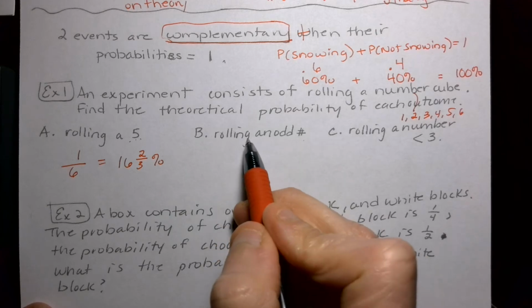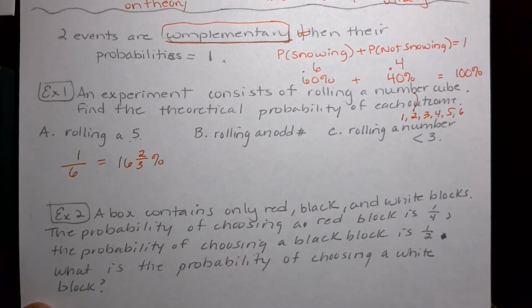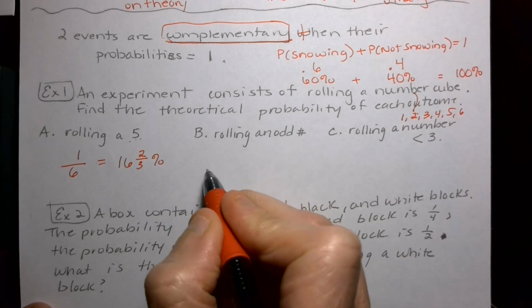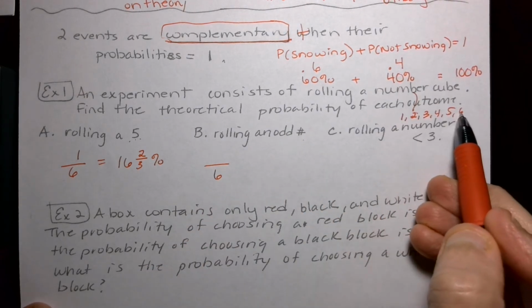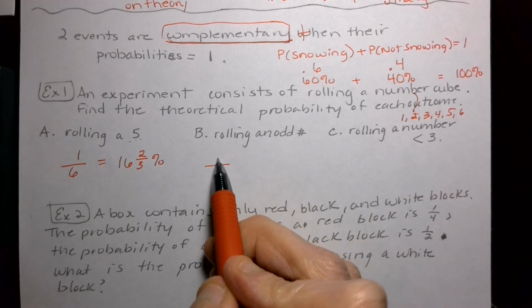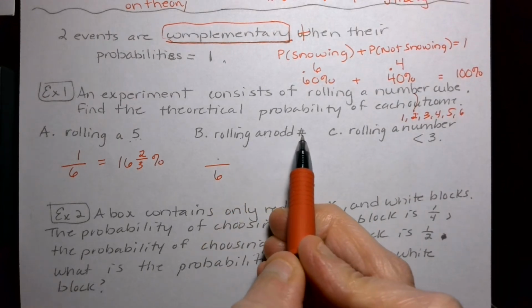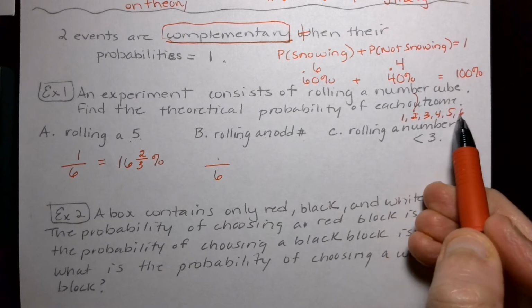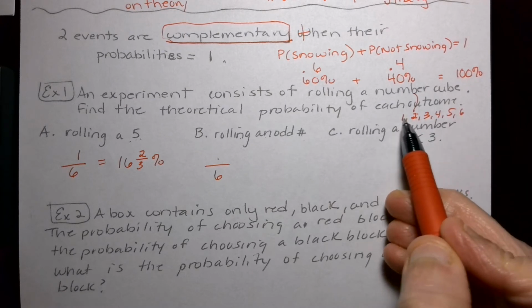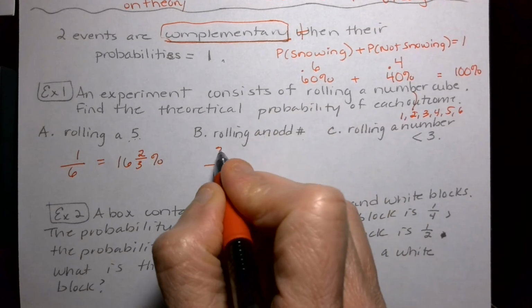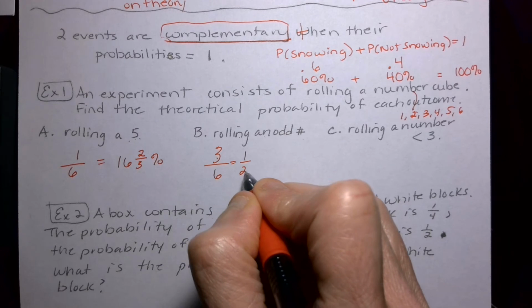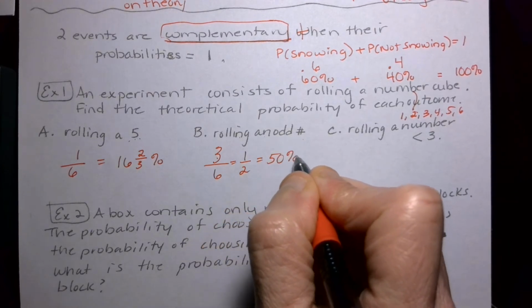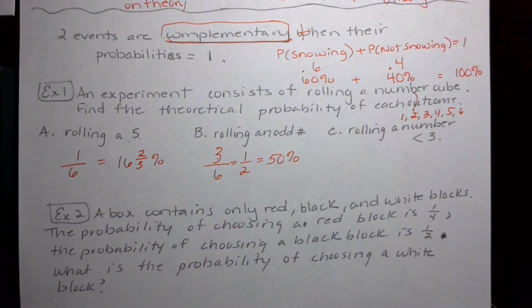Okay, next one says probability of rolling an odd. It's still the one number cube. The bottom number is still 6. I didn't change that. These are all your possibilities. But what is changing is the top. It says rolling an odd number. So we need to look in here and say how many of these are odd. 1, 2, and 3. So there is a 3 out of 6 chance, which reduces to 1/2, which is a 50% chance.